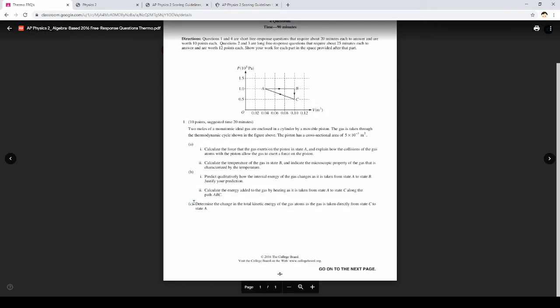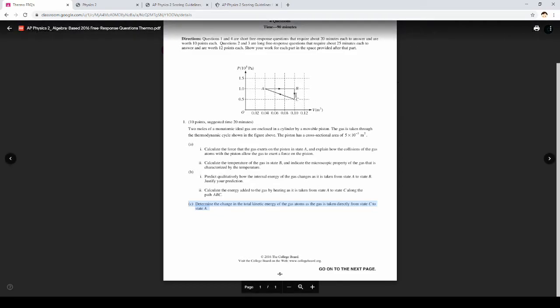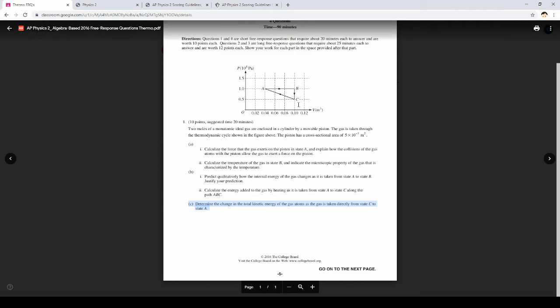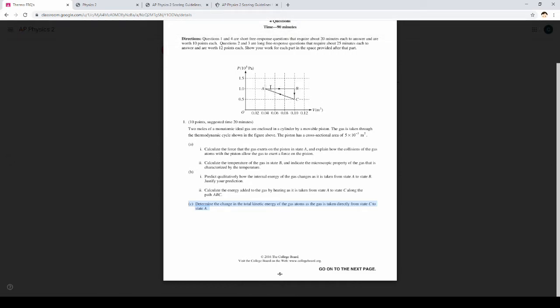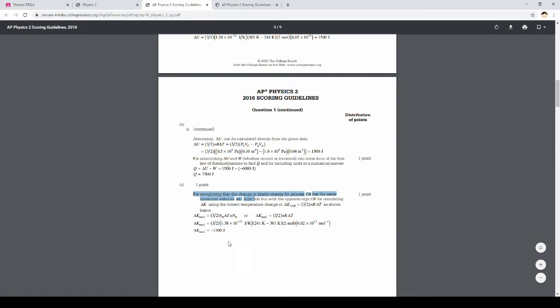Then we are going to do part C, determine the change in the total kinetic energy of the gas atoms as the gas is taken directly from C to A. So this is just looking at what is the temperature at state C, what is the temperature at state A. Recognizing that the change in kinetic energy for C to A is the same as the numerical value of delta U from this part could get us there much quicker, because going through the whole cycle would have a delta U of 0. So if we had a delta U of 1500 from A to B to C, delta U from C to A is going to be negative 1500, if I remember those numbers. Yeah. So delta K is going to be negative 1500.